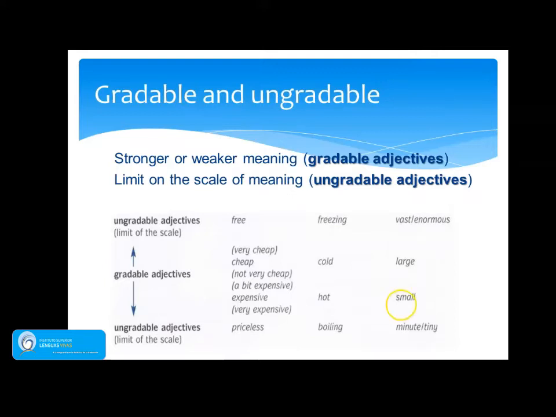This is making the meaning stronger or weaker, gradable adjectives, or representing a limit on a scale of meaning, and these are ungradable adjectives. Have a look at cheap and very expensive. We can say that something is very cheap, a little bit expensive, or very expensive. So in the scale of how much something costs, we have degrees. But what happens with priceless, boiling, freezing, free?